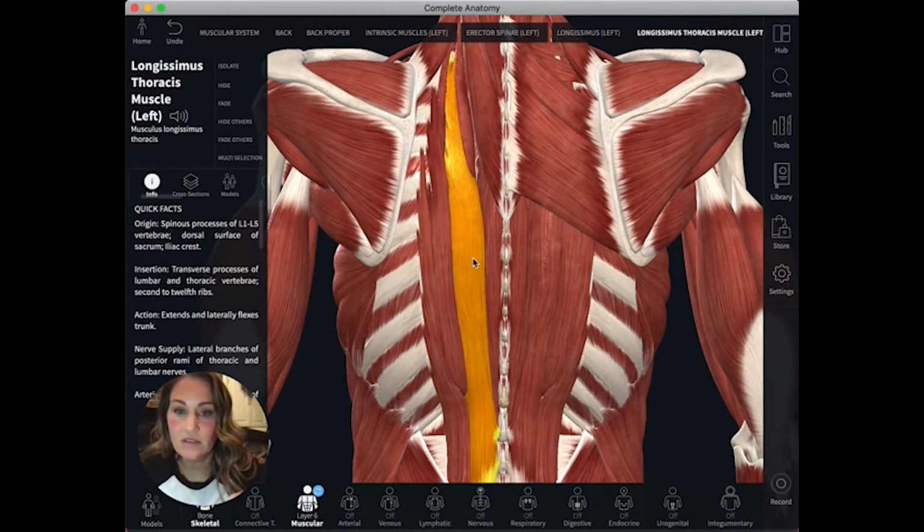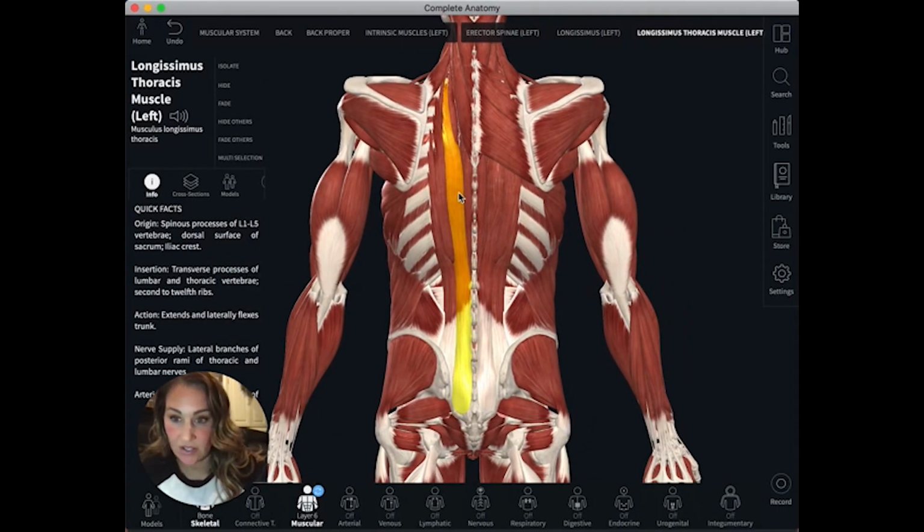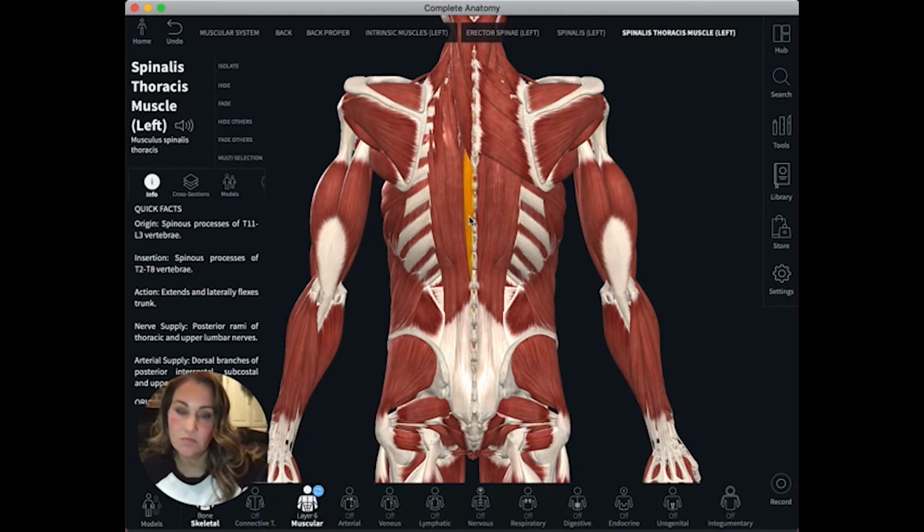The middle muscle is the longest muscle, so it's the longissimus. And then the third muscle is the muscle that is most medial and closest to the spine of the vertebrae, and that is the spinalis group. So all 3 muscles are going to have the same action, and depending on whether one side or both sides contract, that action will change.